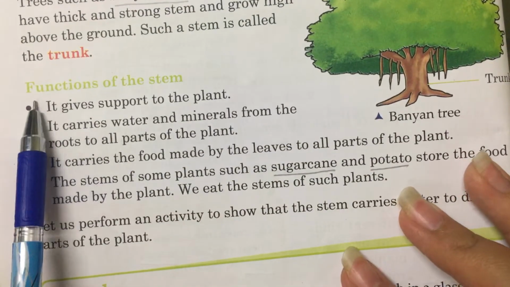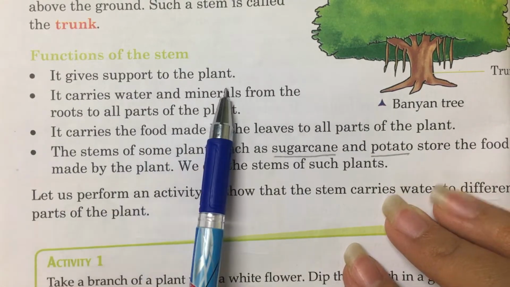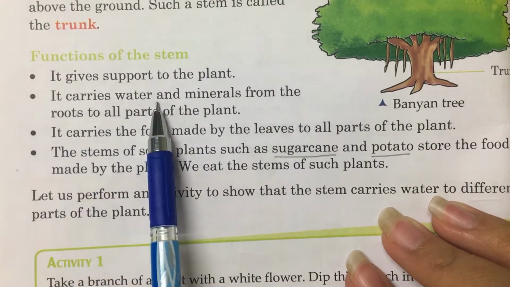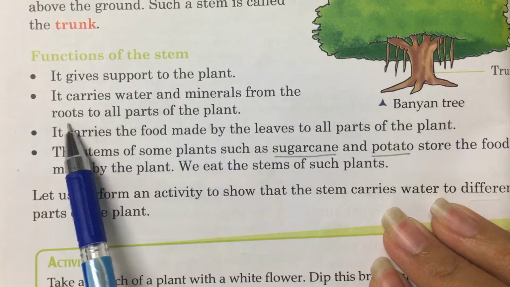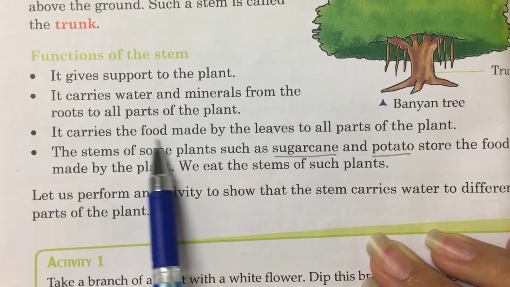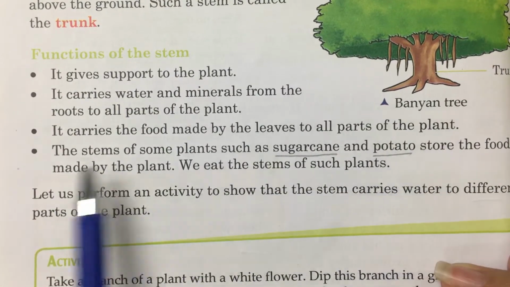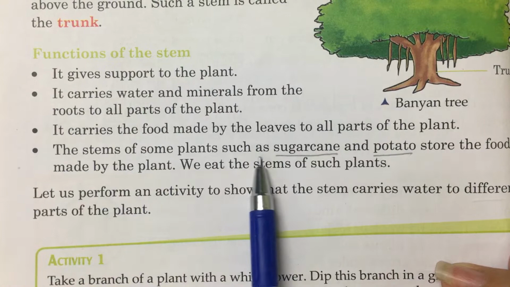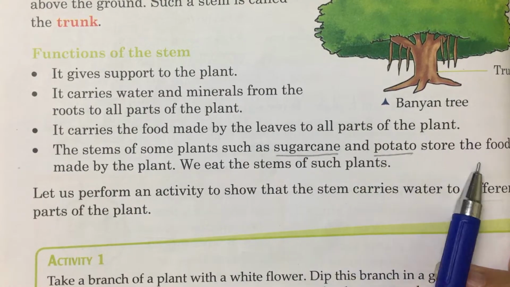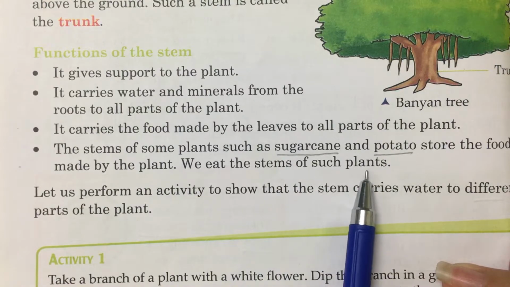Now, let's learn about functions of the stem. It gives support to the plant. It carries water and minerals from the roots to all parts of the plant. It carries the food made by the leaves to all parts of the plant. The stem of some plants such as sugarcane and potatoes store the food made by the plant, and we eat the stems of such plants.